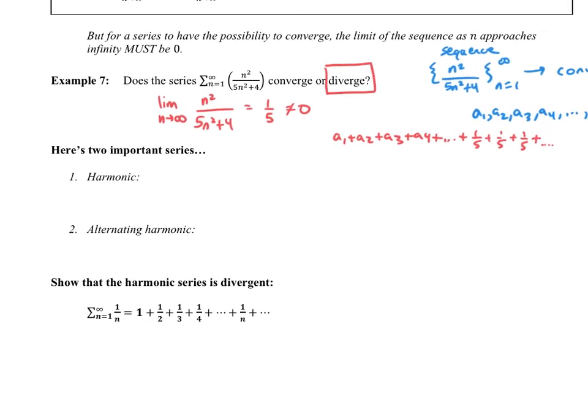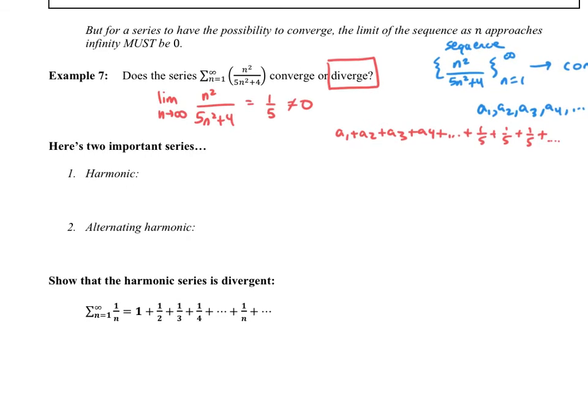All right, let's take a look at two very important series that you do need to memorize. The first is the harmonic. The harmonic would be the sum as n goes from 1 to infinity of 1 over n. And you'll see different renditions of this. For instance, you might see 2 over n or 5 over n. Those are still just the harmonic, they're just scaled. The harmonic is 1 plus 1/2 plus 1/3, plus 1/4, and so on.